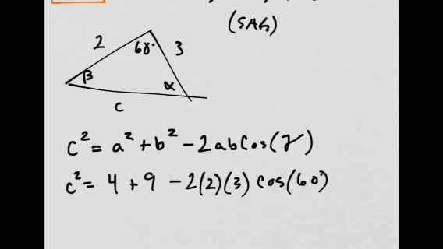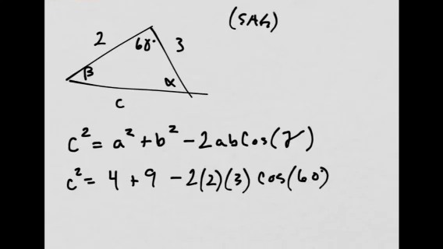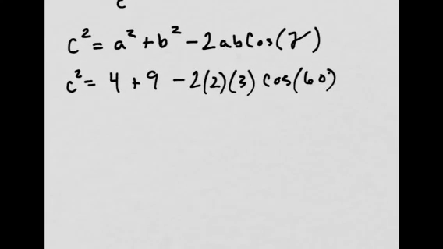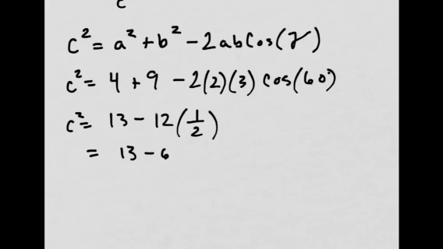And then I can find out what c is, and then continue on. Alright, what is c? Well, c squared would equal 9, 10, 11, 12, 13, minus, this is 4, this is 12, cosine of 60. Cosine of 60, though, that's 1/2. That's 0.5. That's 1/2, right? So that is actually 13 minus 6.